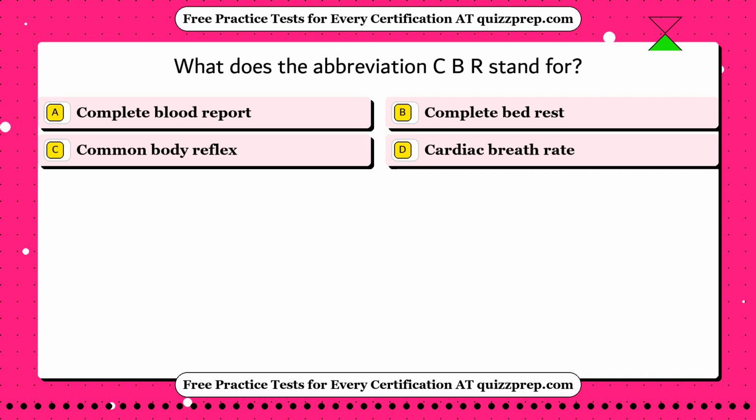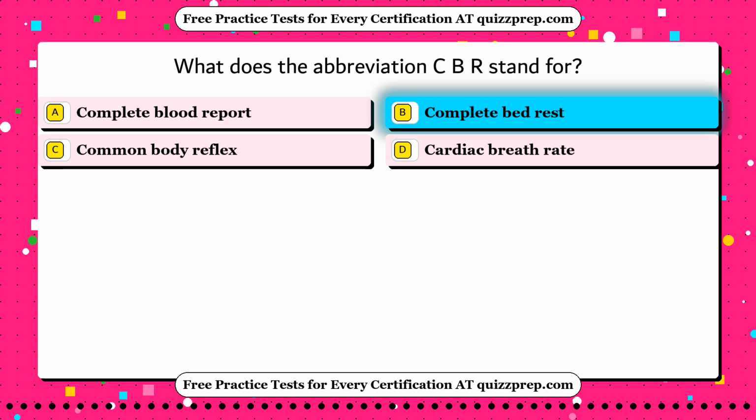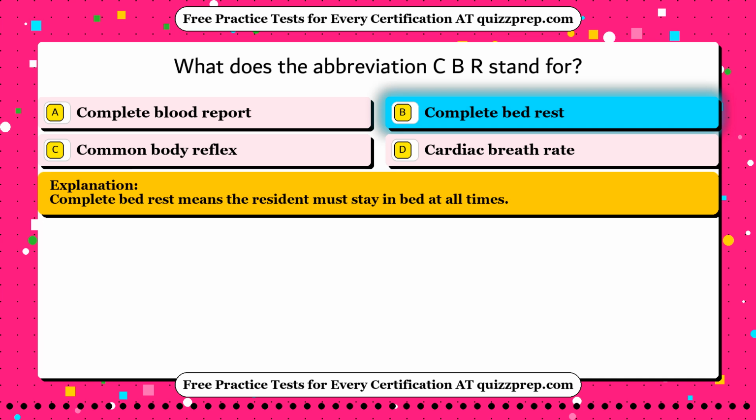Question 24. What does the abbreviation CBR stand for? Option A, complete blood report. Option B, complete bed rest. Option C, common body reflex. Option D, cardiac breath rate. The correct answer is option B, complete bed rest. Complete bed rest means the resident must stay in bed at all times.